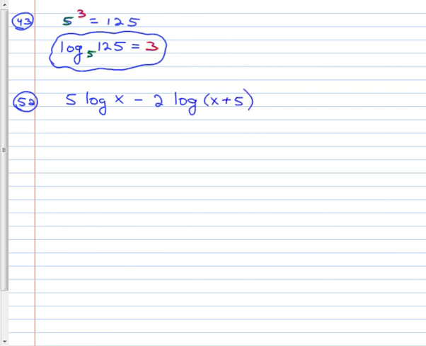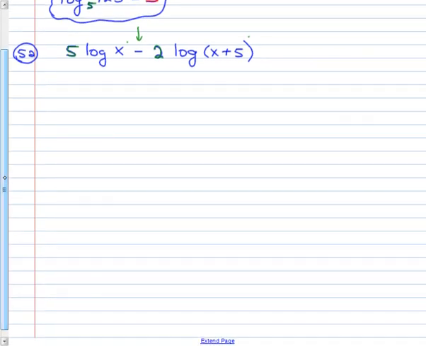A couple of things I noticed to start with. This 5 in front is going to become an exponent. That 2 in front is going to become an exponent. And the subtraction comes from a division. So when I condense it down to one logarithm, I know I'm going to have a division problem because of that minus. And instead of x, I'm going to have x to the 5th. And that was first, so it's in the numerator.